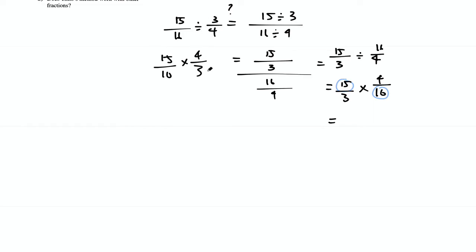It's a reciprocal. So on the top we have 15 times 4, which we do. And on the bottom we have 16 times 3, right? Okay, so this method works.